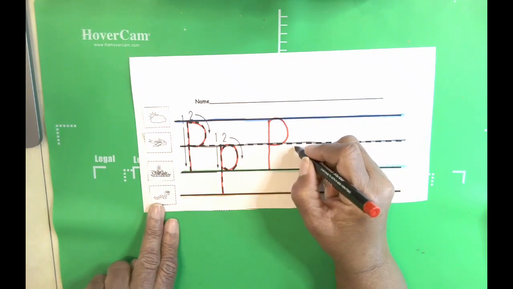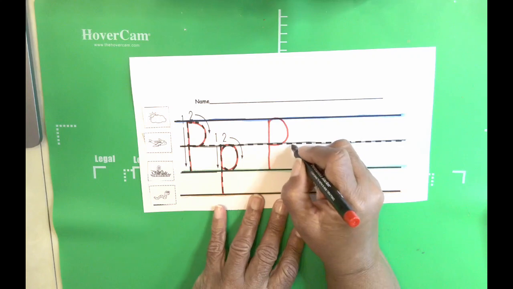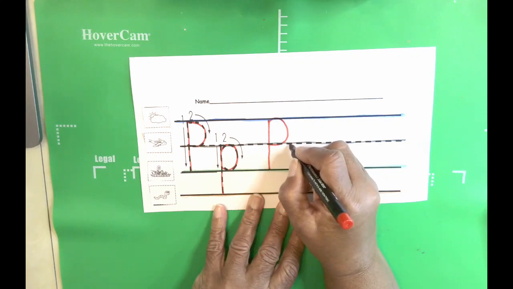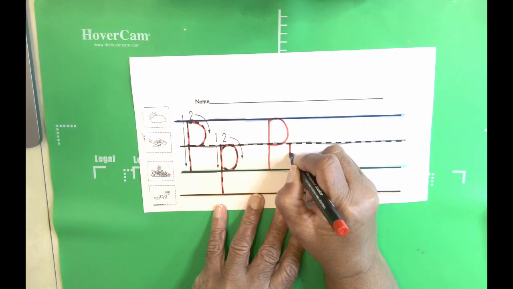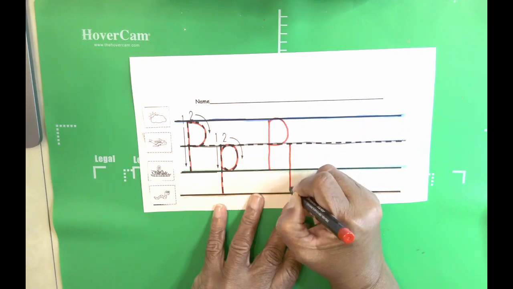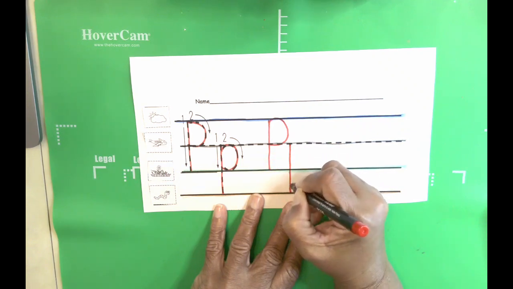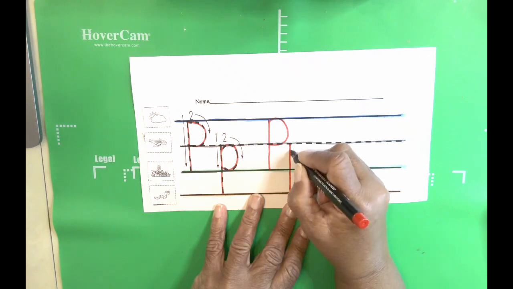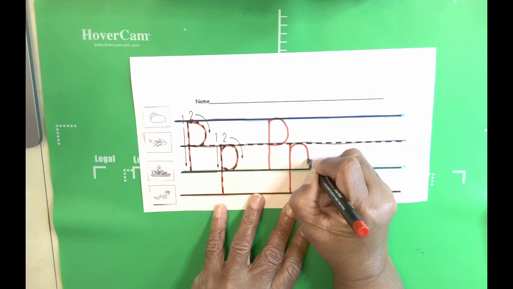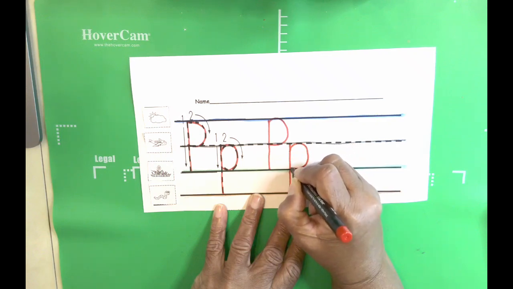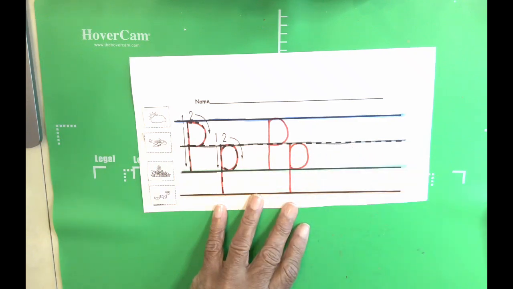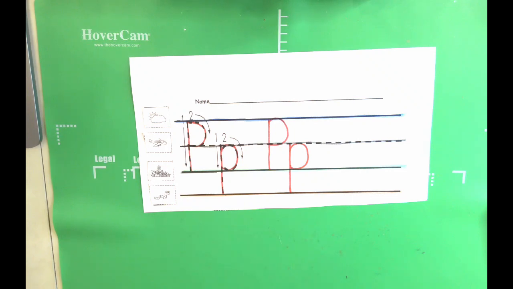Now let's try this lowercase letter. We're going to go underneath the plane line all the way down to the worm line. This is a hanging letter. Then we're going to pick up our pencil and we're going to move around like a half circle. And that's the lowercase p.